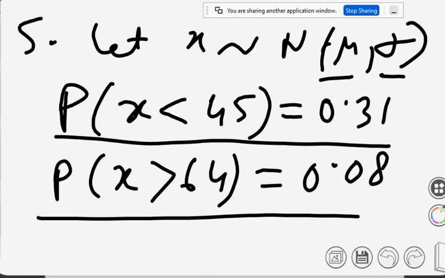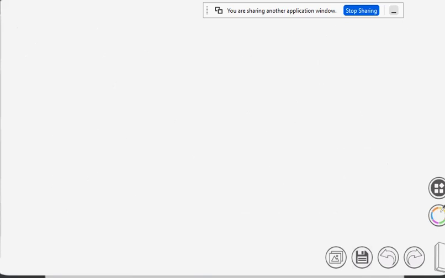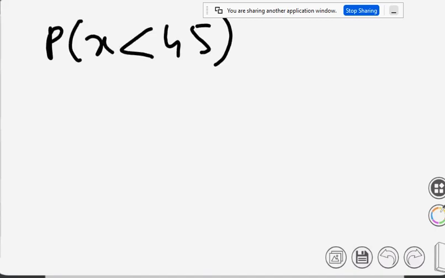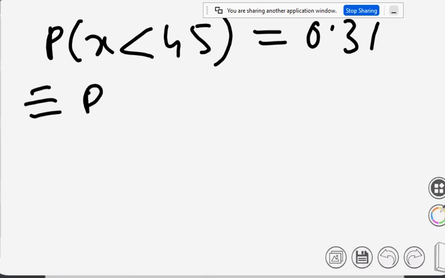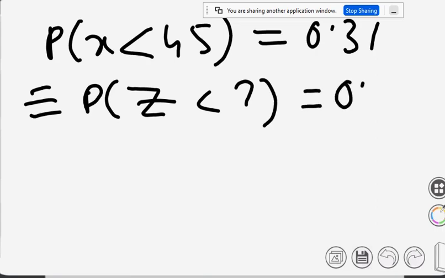So let's try. We'll write this way. Probability X less than 45 is equal to 0.31, which is equivalently probability Z less than what? Find out that. Can you find that from the table? So less than 45, mind that. Can somebody tell me what will be that value?